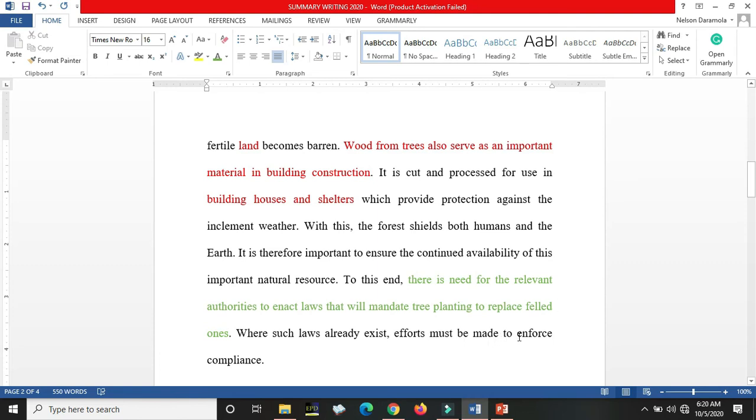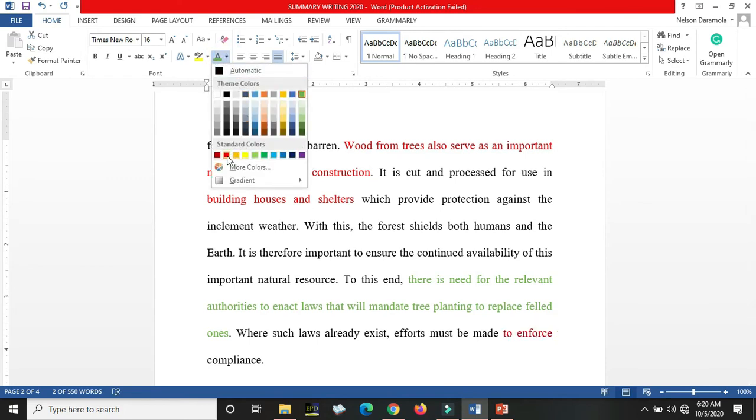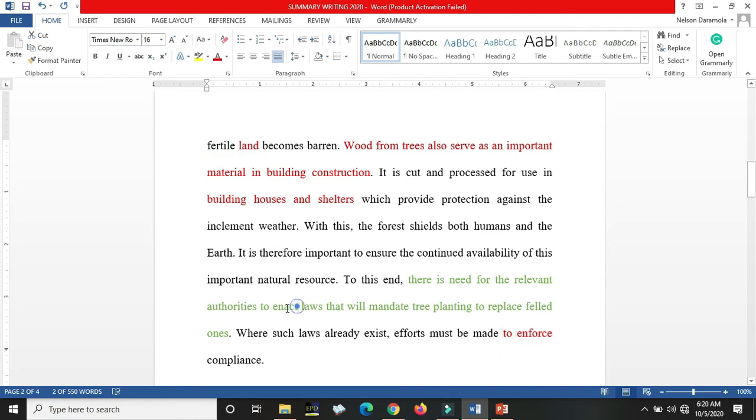Look at, there are some keywords. We talked about keywords. If you have not seen the video on tips on summary writing, I suggest you go back. The link will be in the description of this video. You can see 2 key phrases here: to enact, to enforce, but first you enact before you enforce. So where such laws already exist, effort must be made to enforce compliance. So how do you write that out?